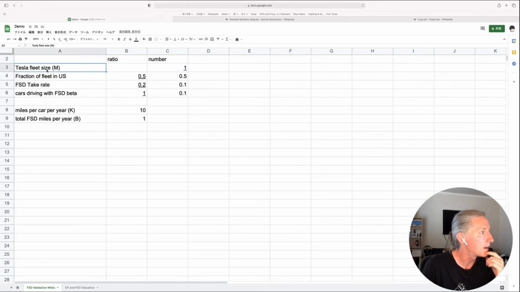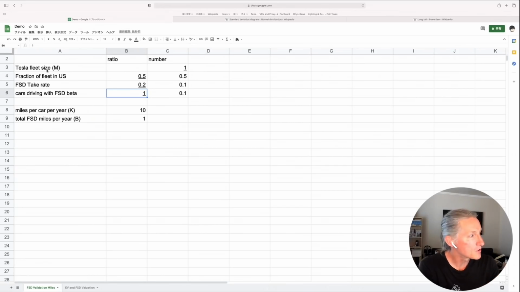So now we've got a simple model with these 4 or 5 questions. We put numbers into these and we can see how things change. So how many cars drive with FSD beta? Obviously we've got 1 billion miles per year in this scenario. And if only 50% of people are willing to drive with it, your miles per year goes to 500 million. So that's just an example of how this model works. I'm sorry if this seems really simple. It'll get more complicated. No, this is good.